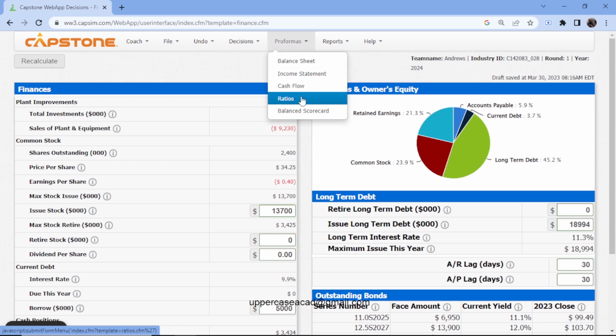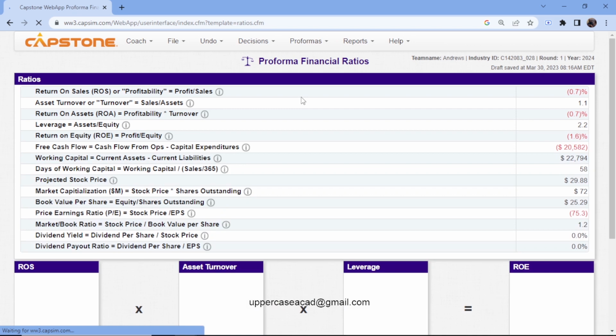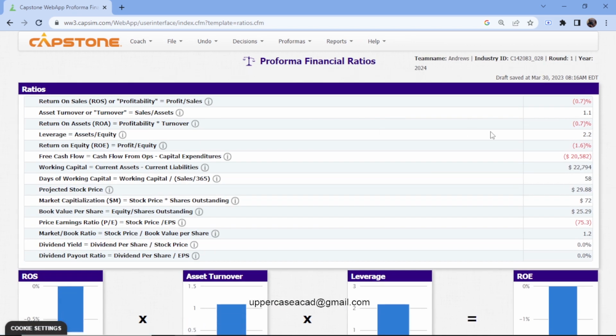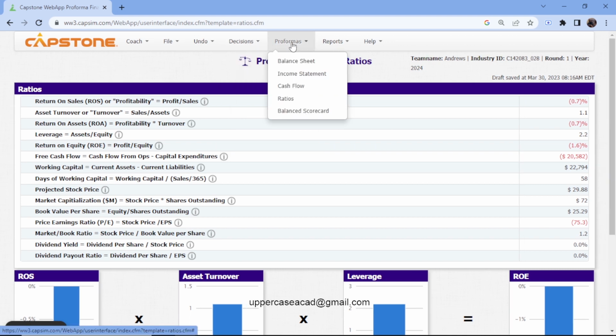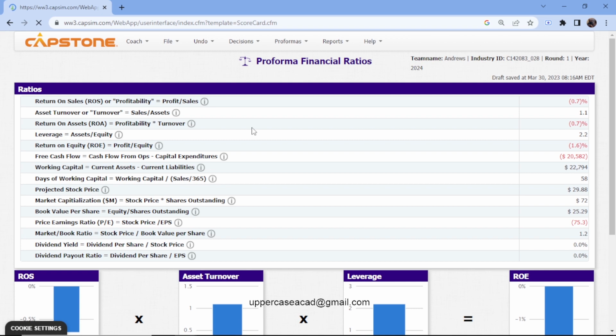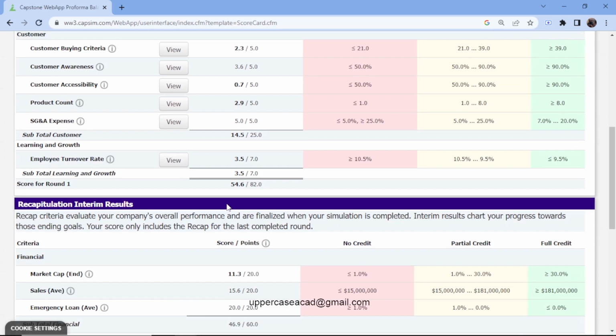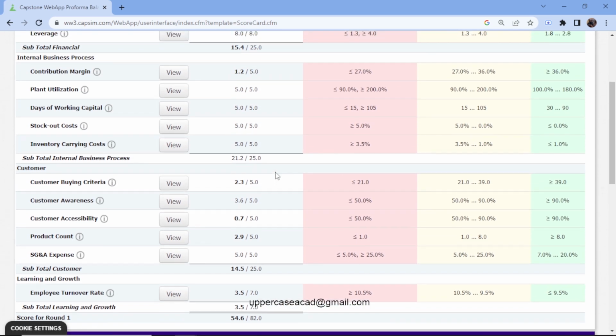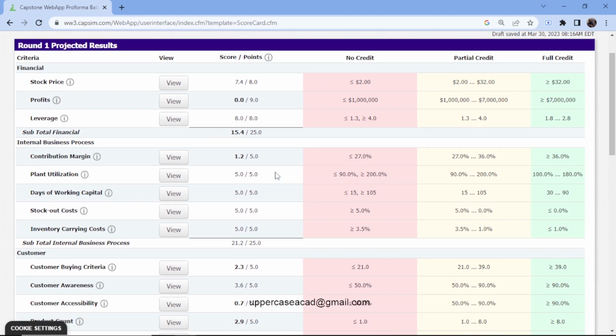So if you look at my ratios, we see that my leverage was 2.2, because in this round I'll not be making any profit. I've used all my cash in improving my plants. So my balance scorecard is 54.6, which is good in this round. So that's it.